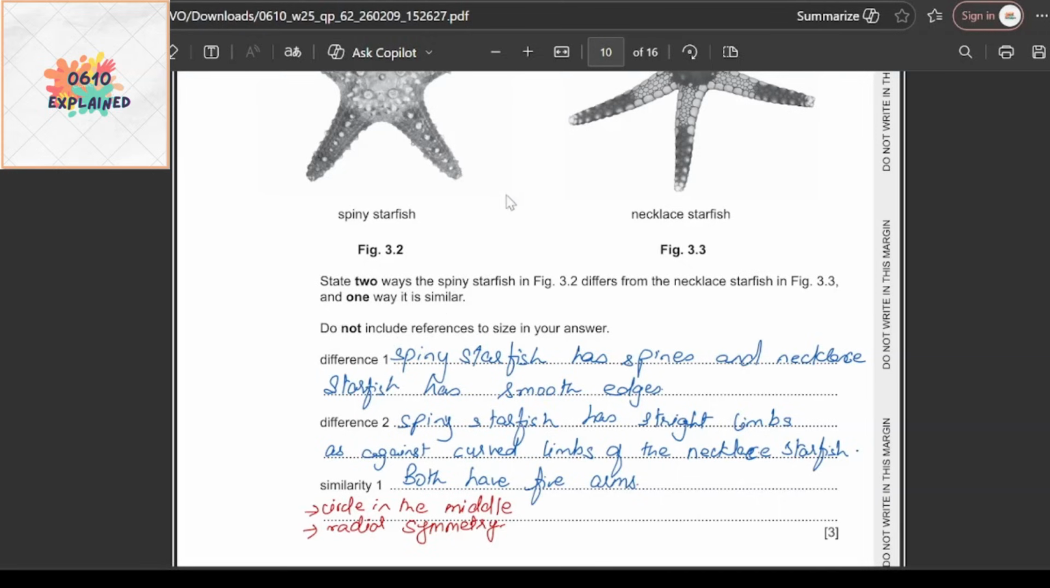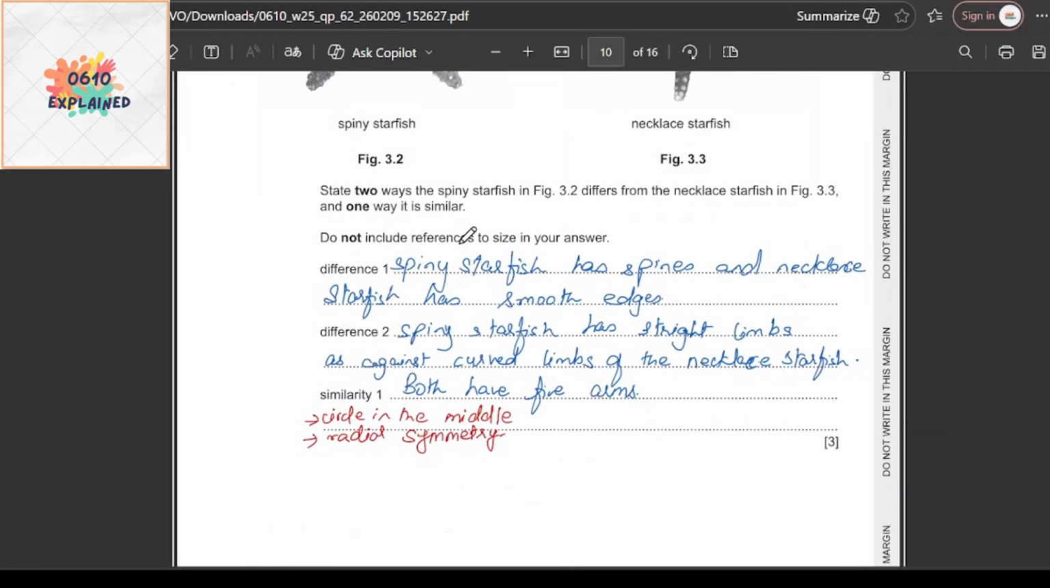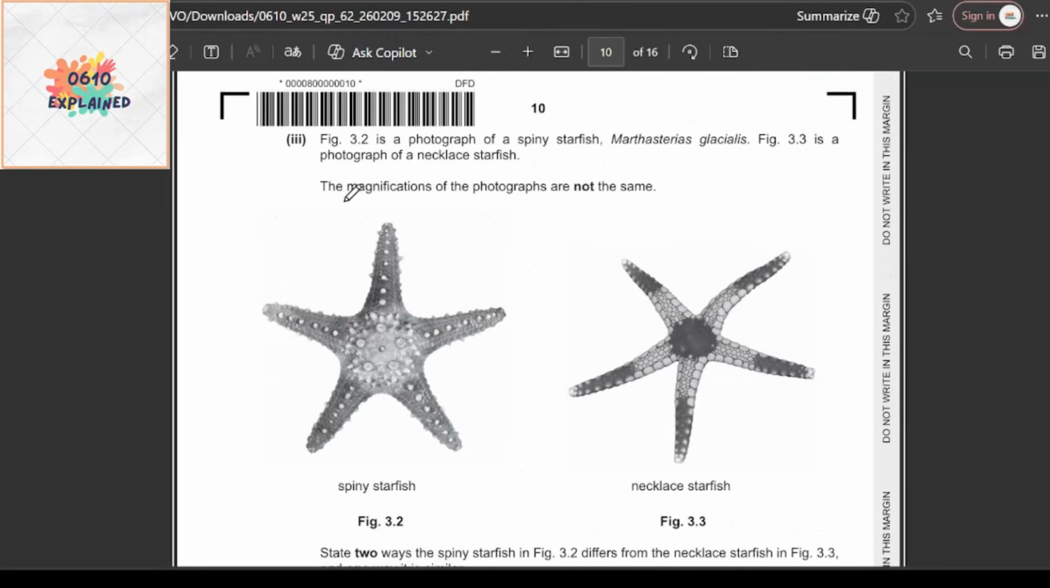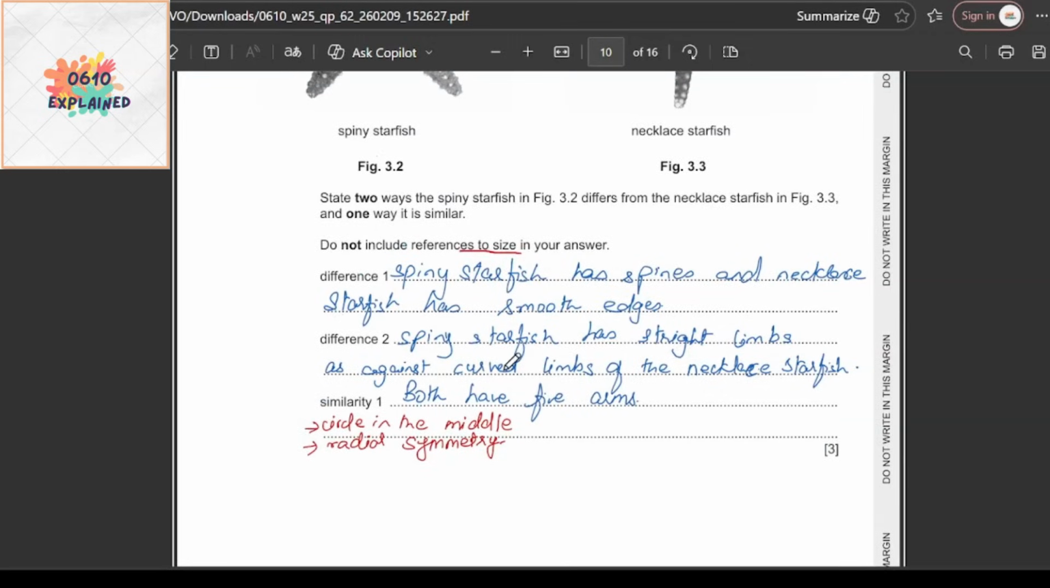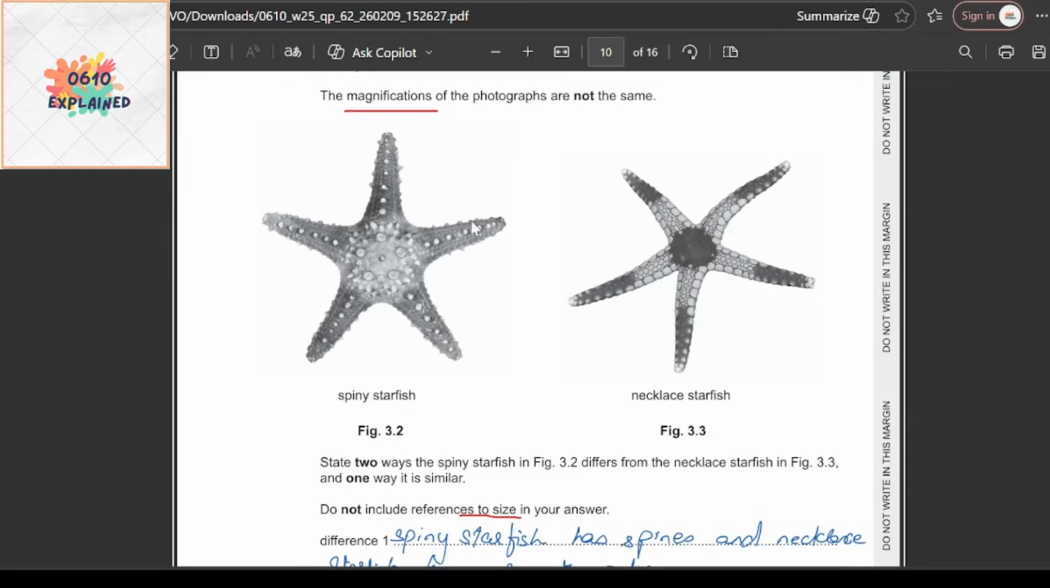Now, they have told you to state two ways the spiny starfish differs from the necklace starfish in figure 3.3. They have specifically mentioned not to put any references to size, because the magnifications are not the same. So that is why we cannot say big or small. The first difference that I would like to point out is that the spiny starfish, obviously, as the name suggests and the diagram shows, is spiny like this. And the necklace starfish has a smooth edge, or there are no spines. Here, I could also say that it is light in the center and the necklace starfish is dark in the center.